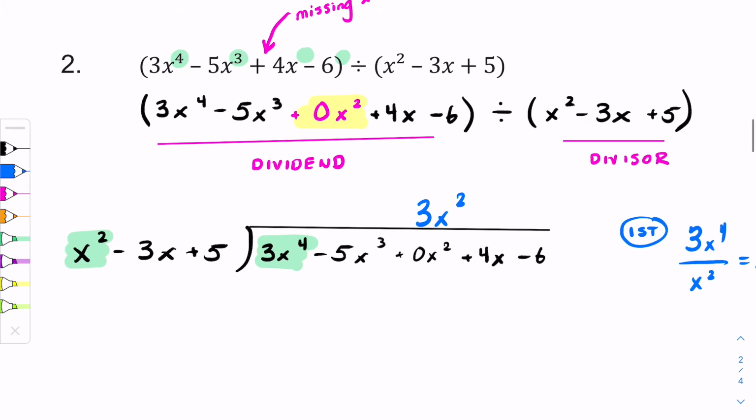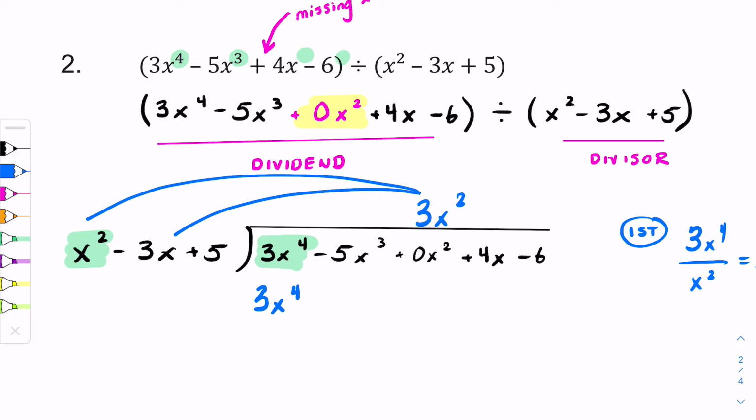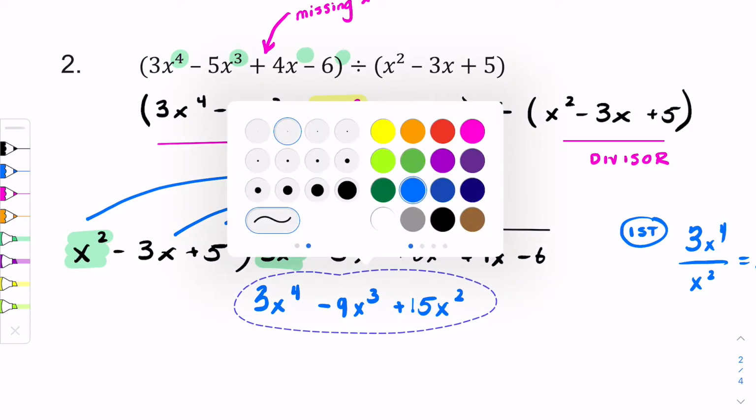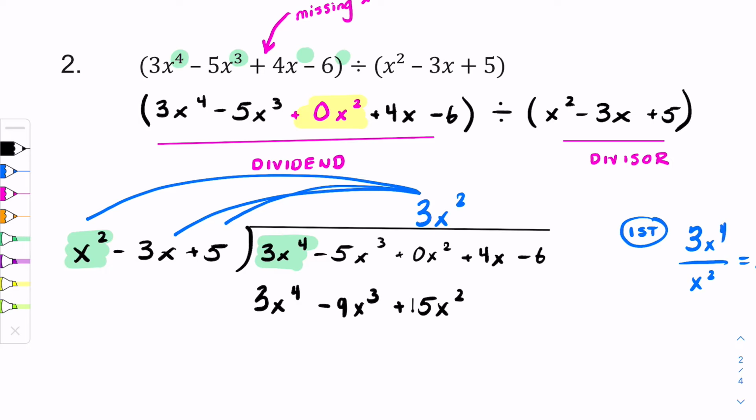and then I have to start the multiplying process. 3x squared times x squared is 3x to the fourth. 3x squared times negative 3x is negative 9x cubed. 3x squared times 5 is positive 15x squared. Once you find your values, you are subtracting every term, so put parentheses around that, and you are subtracting.